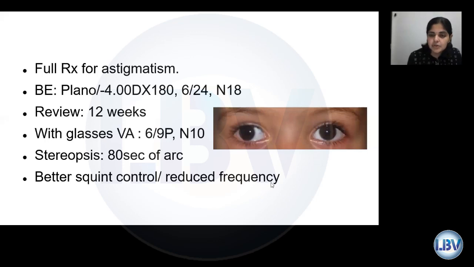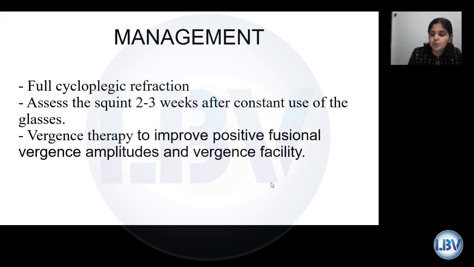The squint, though still an intermittent exotropia, had better control. What I mean here is that the frequency of the foria developing into a tropia was less. So there was a better squint control. So in this particular case, what was basically done was we suggested that the kid go in for vergence therapy, wherein we worked on the convergence of this kid.